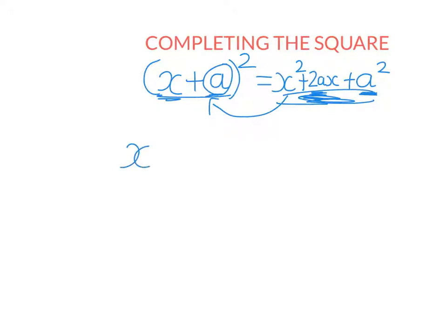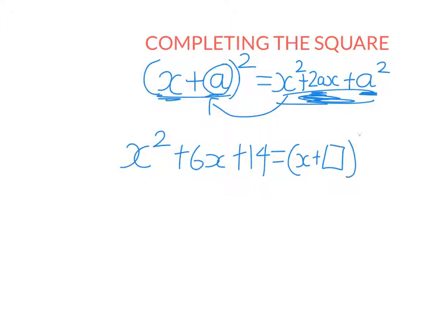Let's say we have x squared plus 6x plus, say, 14. What I'm aiming to do is write it as x plus something squared, and then I either want to add something or minus a number. So what I need to do is first make this into a perfect square.